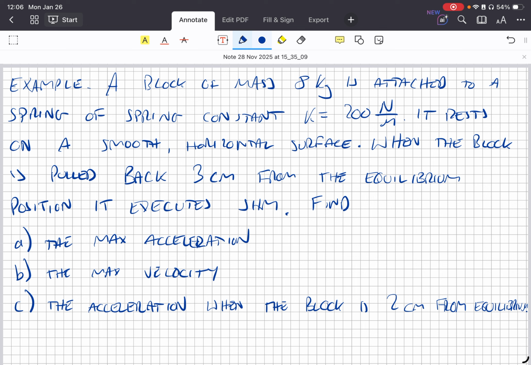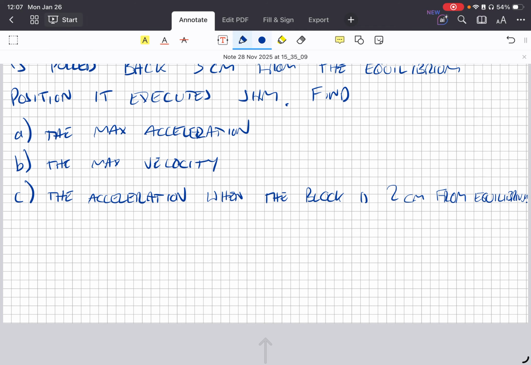So the example reads, a block of mass 8 kilograms is attached to a spring of spring constant k equals 200 newtons per meter. It rests on a smooth horizontal surface. That means we can ignore friction, because it says smooth there. When the block is pulled back 3 centimeters from the equilibrium position, it executes simple harmonic motion. We're asked to find the maximum acceleration, the maximum velocity, and the acceleration when the block is 2 centimeters from equilibrium. So let's see how we go about solving this particular problem.